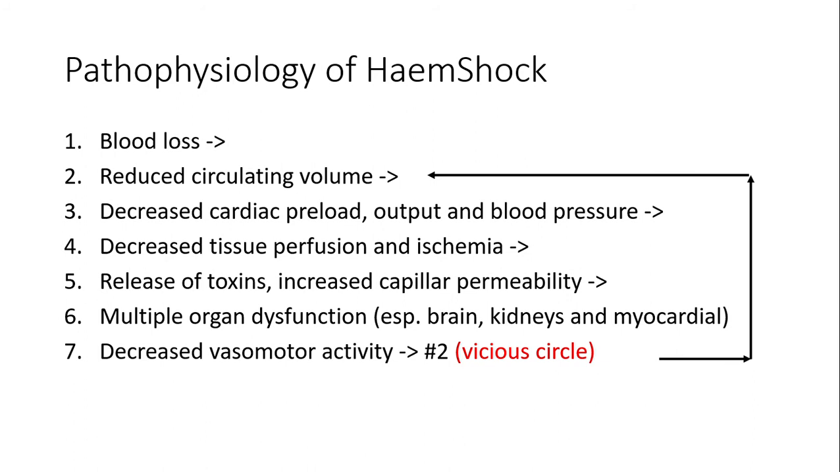The pathway of hemorrhagic shock is shown on this slide. The blood loss may lead to reduced circulating volume, decreased cardiac preload and output, and decreased blood pressure, which also lead to decreased tissue perfusion and ischemia. These may lead to release of toxins and increased capillary permeability, multiple organ dysfunction, and decreased vasomotor activity, which may again lead to reduced circulating volume, and this is the vicious circle.